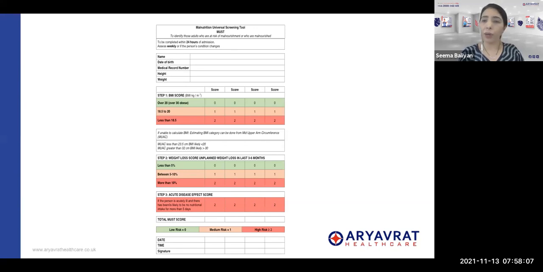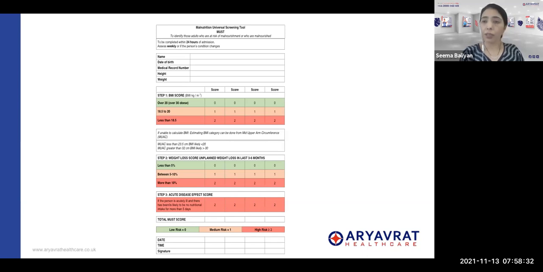Although in your actual practice, you will see that anyone who is in the community is unlikely to have this acute disease effect score. So it is not going to be applicable for them, because if they are in the community, then it is highly unlikely they are acutely ill. And also it is very unlikely that they are nil by mouth for more than 5 days.